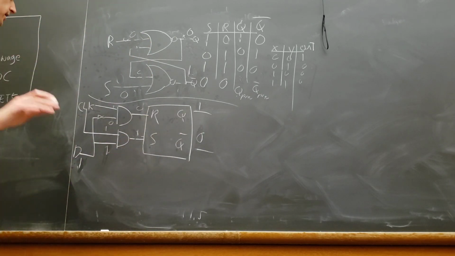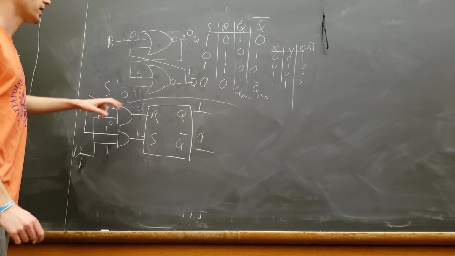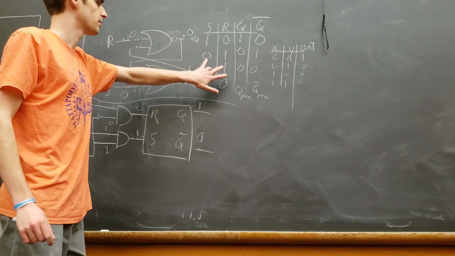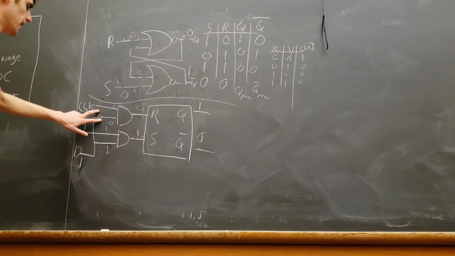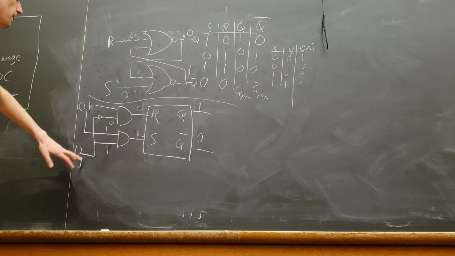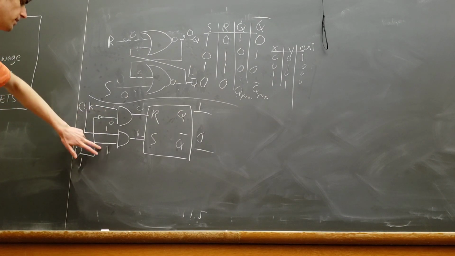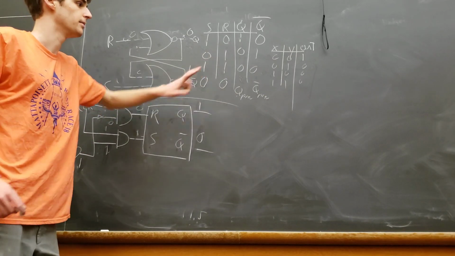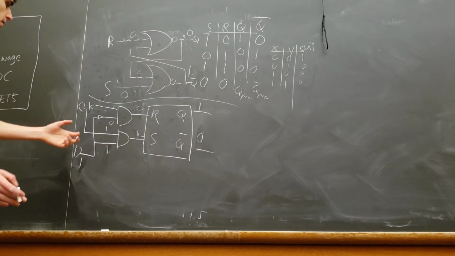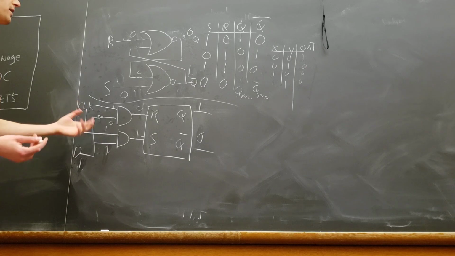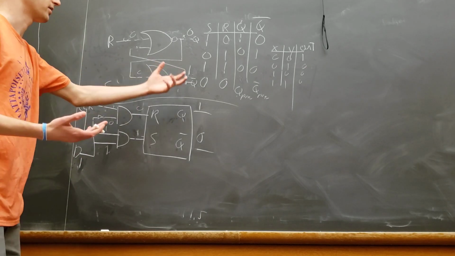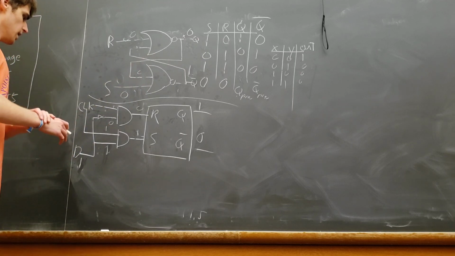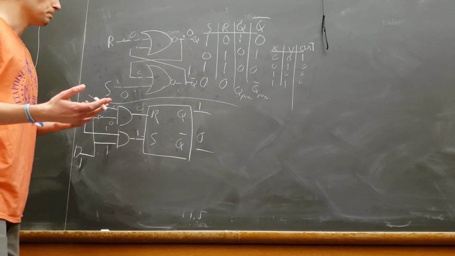Now, one important thing to notice here is that S and R can never both be 1, because D is connected to a NOT gate. So these two inputs are never going to be the same, which is nice because of that. They're never going to be the same. So that's cool, right?